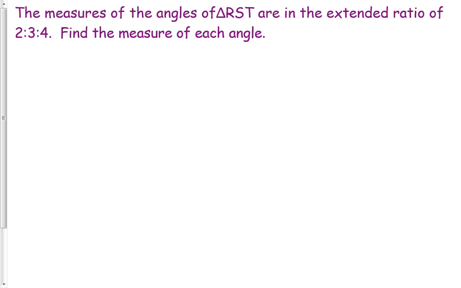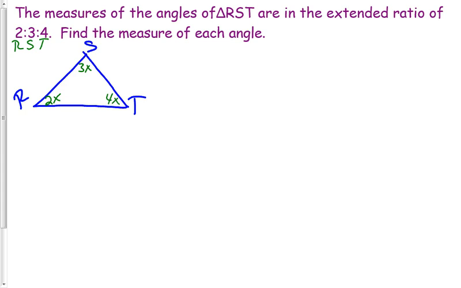We can have the same type of problem with angles. The measures of the angles of triangle RST are in the extended ratio of 2 to 3 to 4. Find the measure of each angle. So we're going to start with drawing a triangle. We don't know what type of angles they are, so we'll call them R, S, T. Again, this is just a picture to help us solve. It doesn't need to be accurate. Same thing, whenever we're in a ratio, we're going to add x. So R is 2x, and in the order we see them, S is 3x, and T is 4x.